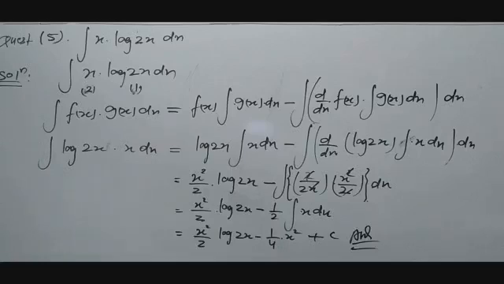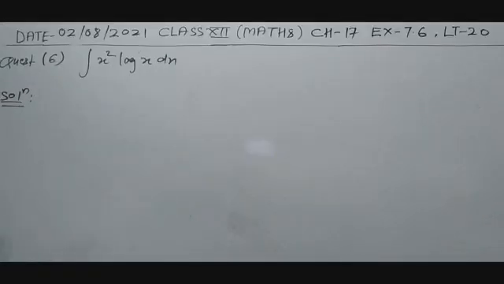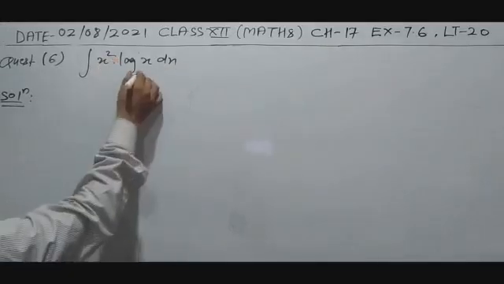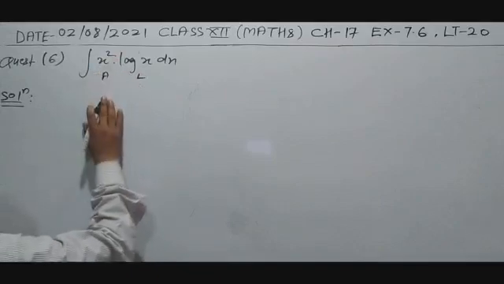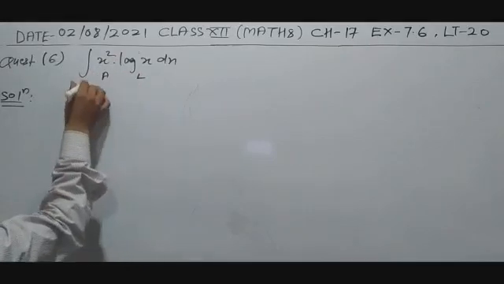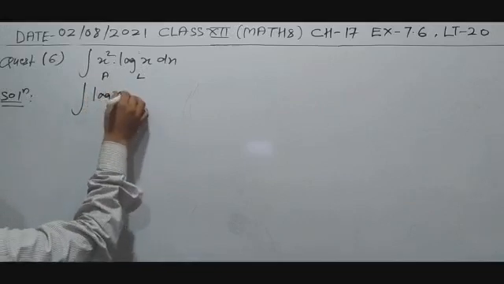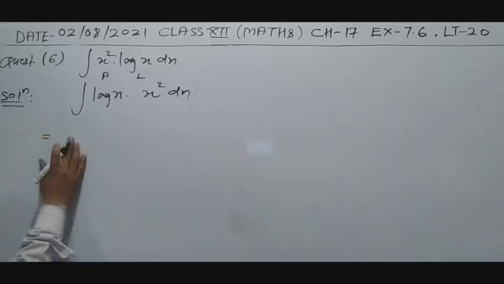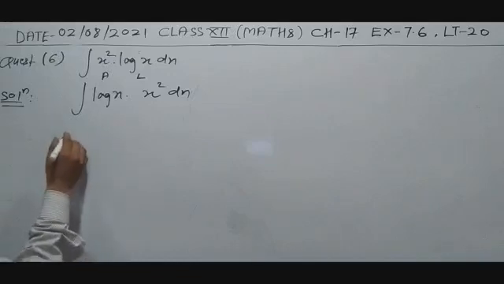Now come to question number 6. Question number 6 is integration over x square times log of x dx. So this is L, this is A. So L A T E. So log x you will consider first function. So log of x times x square dx. Now we have to integrate. We know the formula of integration by part.